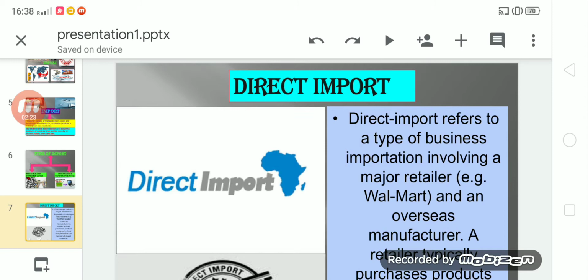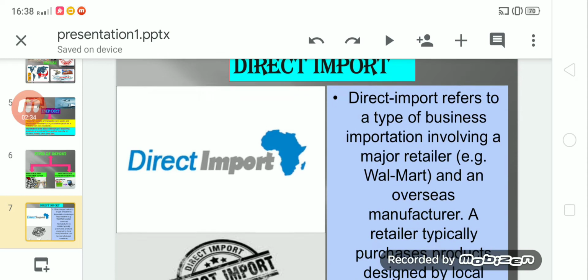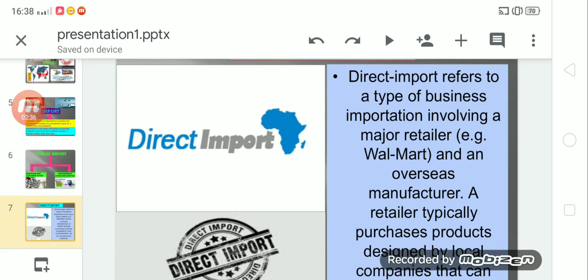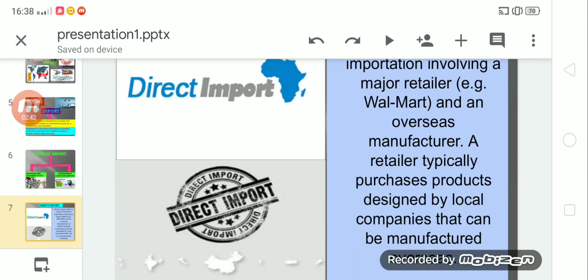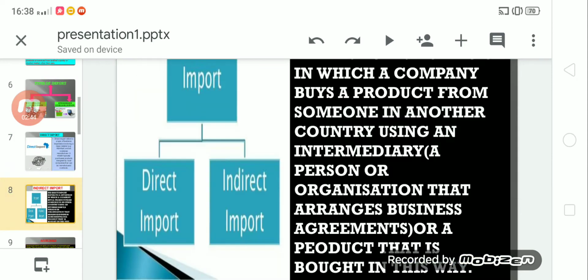Direct import. Direct import refers to a type of business importation involving a major retailer, for example Walmart, and an overseas manufacturer. A retailer typically purchases products designed by local companies that can be manufactured overseas. There are two kinds of import, the direct import and the indirect import.